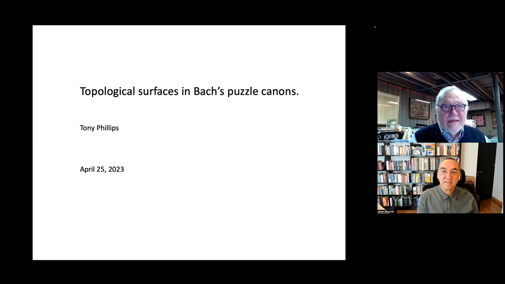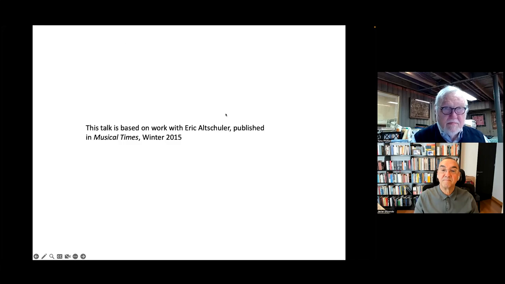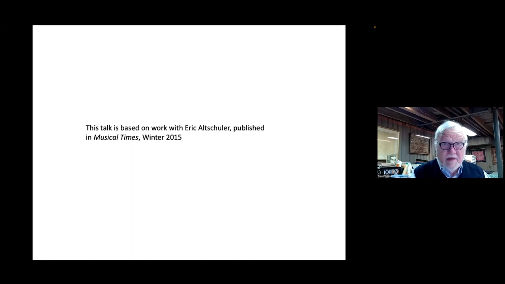So this is about topological surfaces in Bach's puzzle canon. We'll explain a little bit what this means as we go along. First of all, this talk is based on some work I did with my friend Eric Altshuler, and there was an article about 10 years ago in Musical Times. But there's more here than was in the article.